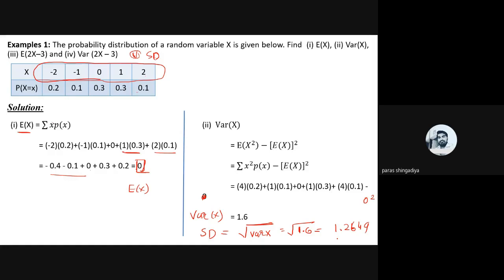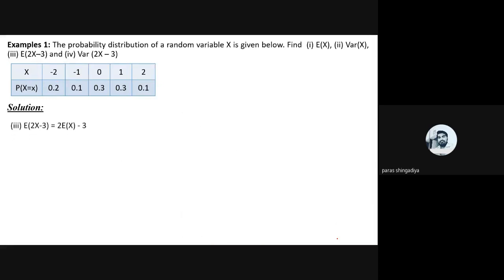Remaining two parts, that is E of 2x minus 3 and variance of 2x minus 3. So what does it mean? E of 2x minus 3 means, what is the formula of E of ax plus b? E of ax plus b is equal to a into E of x plus or minus b. That is the rule of E of ax plus b. So in place of ax plus b, here it is 2x minus 3, so it is equal to 2 into E of x minus 3. Here a equal to 2, b equal to 3. So it is 2 into E of x minus 3.